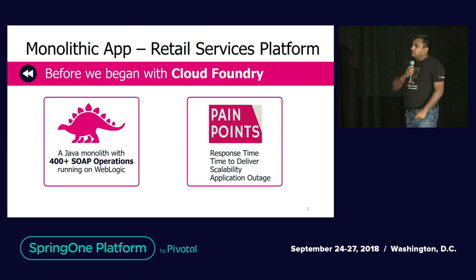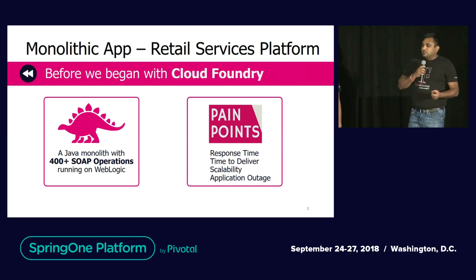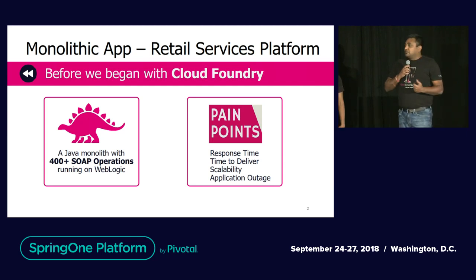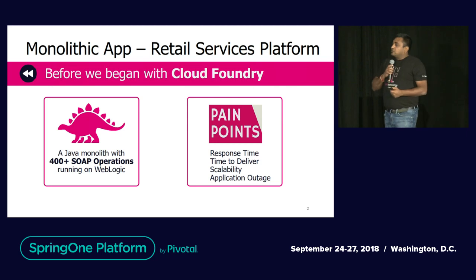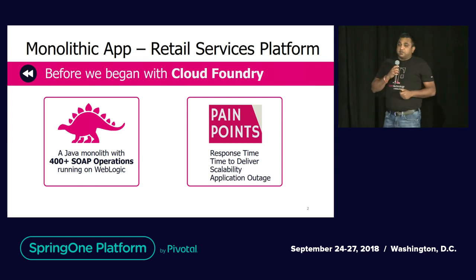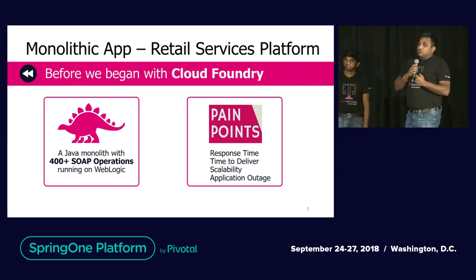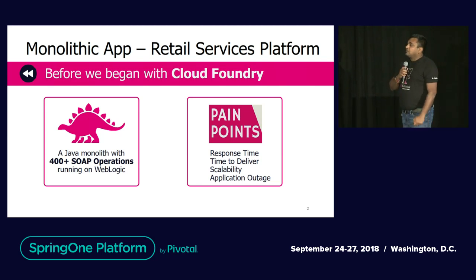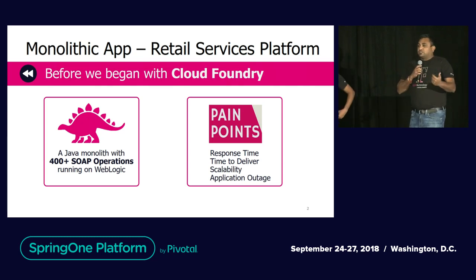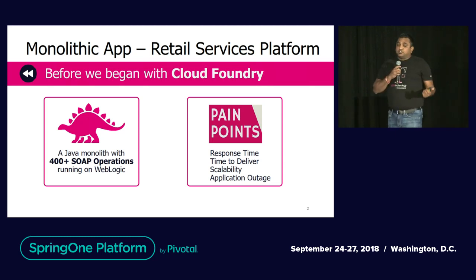Next, time to deliver. With a growing company like T-Mobile, there is always competition from all our competitors, and to meet the business demands, it was always important for us to deliver things at a much quicker pace, which was a huge challenge for us on this monolithic application. It used to take on average 3 to 6 months to deliver any new functionality from business initiation to production.